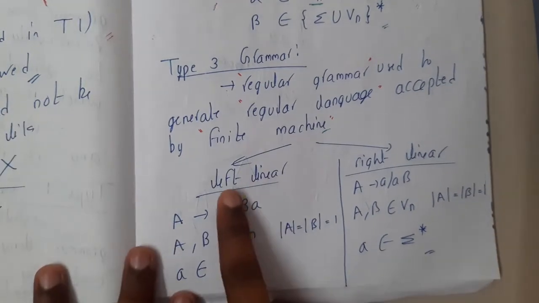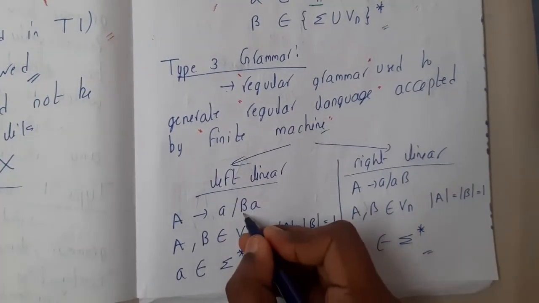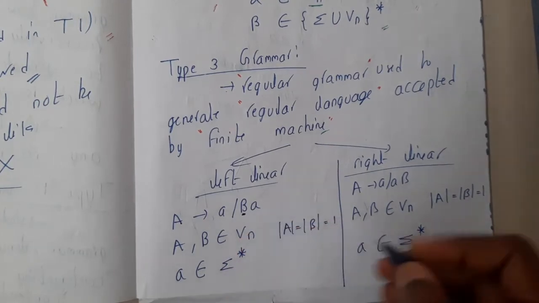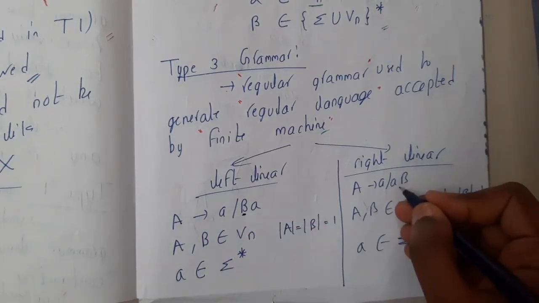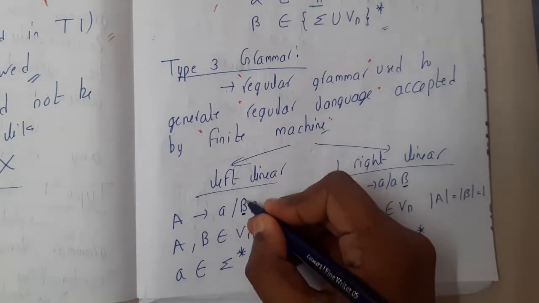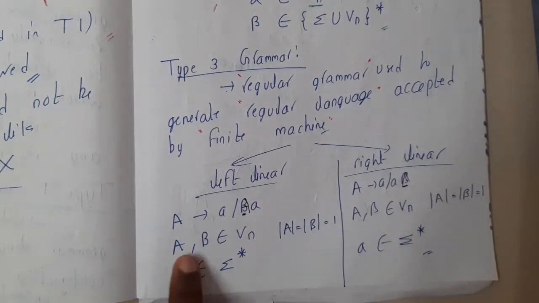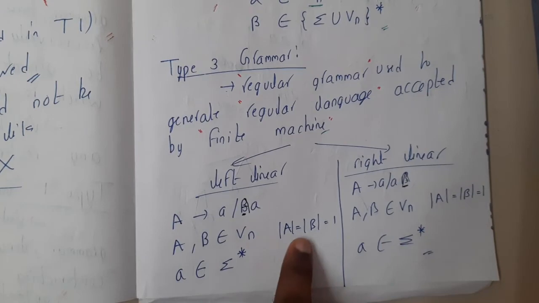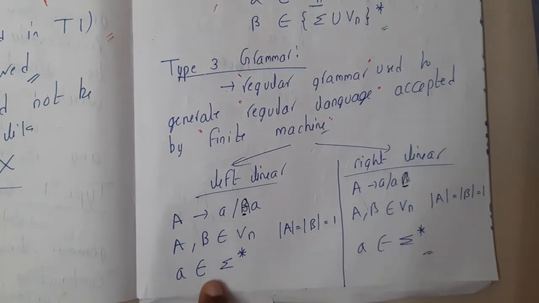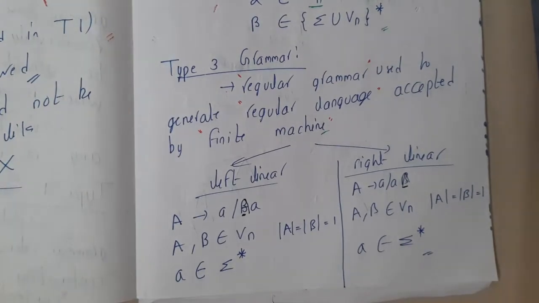So that is nothing but left linear. If you observe in the left linear, we are going to have the symbol on this side, and when it comes to right linear, we are going to have the symbol on this side. Got it? I think there is a small mistake here, so it should be A itself. A comma B belongs to Vn, and mod A equals mod B equals 1, and A belongs to sigma star. I hope everyone got some basic idea with respect to these grammars, right?